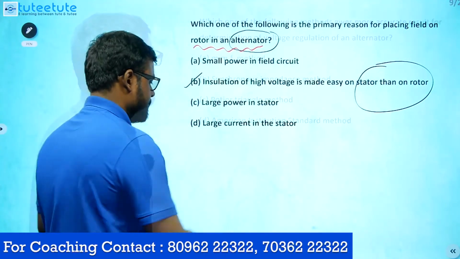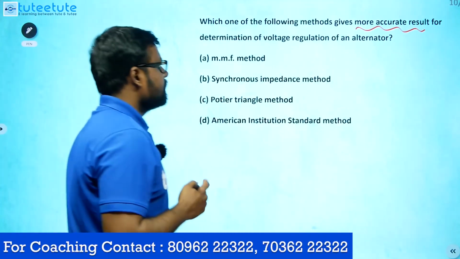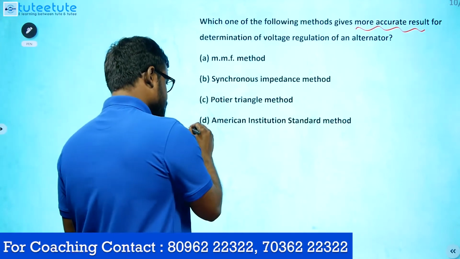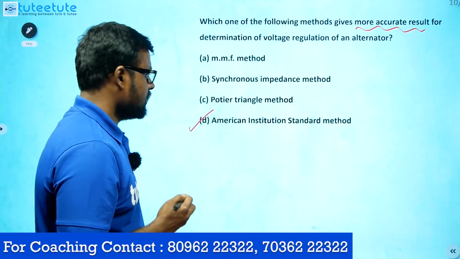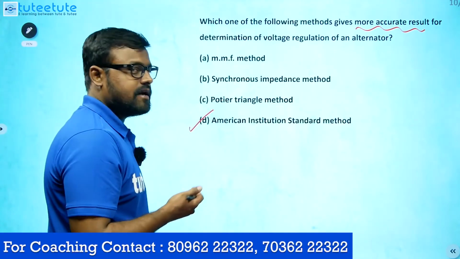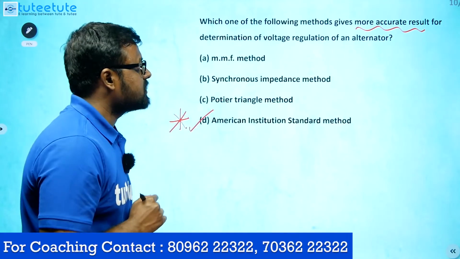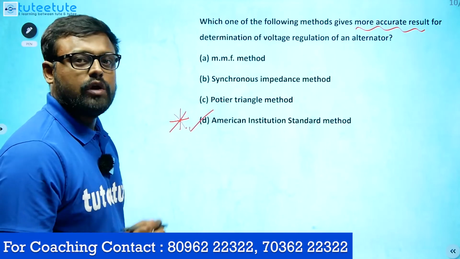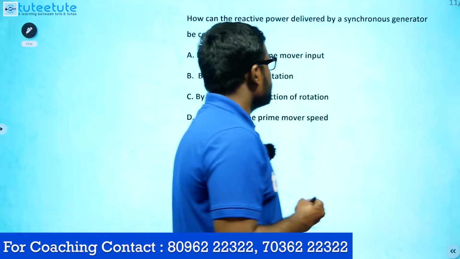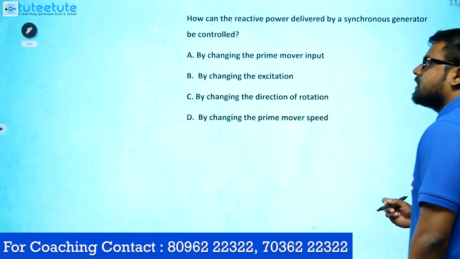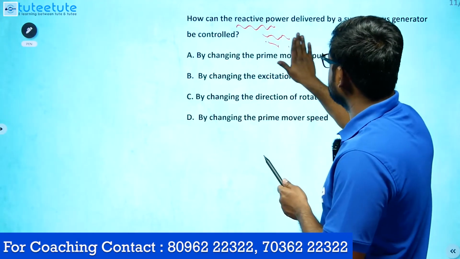Which of the following methods gives more accurate result for determination of voltage regulation? It is the American Standards Association method, or American Institution Standard method. This is the one which gives more accurate result for the voltage regulation of an alternator. Next, how can the reactive power delivered by the synchronous generator be controlled? Now tell me, how can we control it, students?